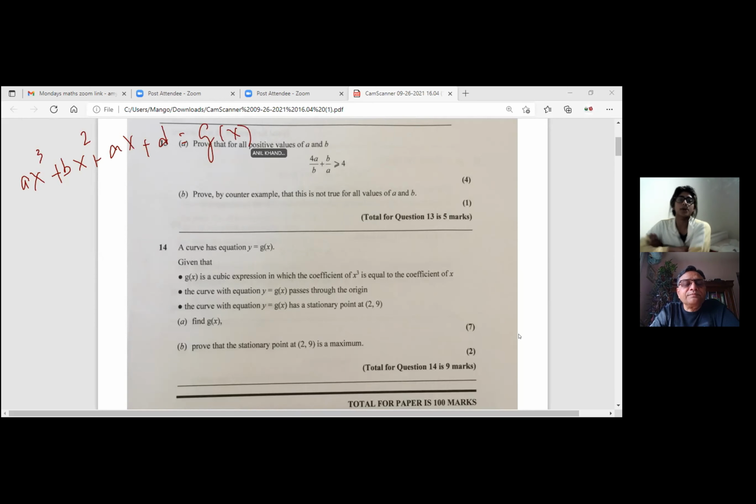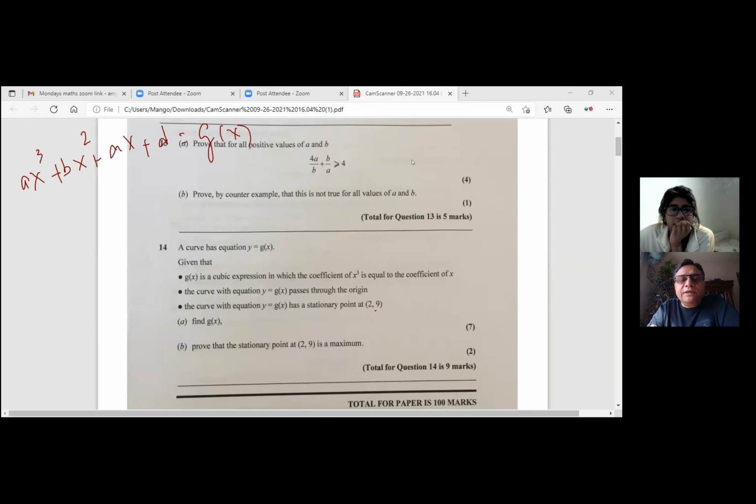Yeah. So the curve with equation y equals g(x) passes through the origin. The curve with equation y equals g(x) has a stationary point at (2, 9). Part A, find g(x). Good. So there are only a, b, and d, three unknowns to be found, correct? There are only three unknowns left now, correct?